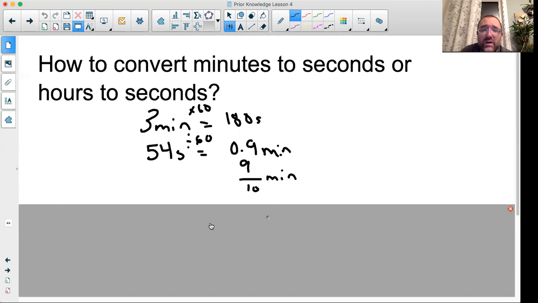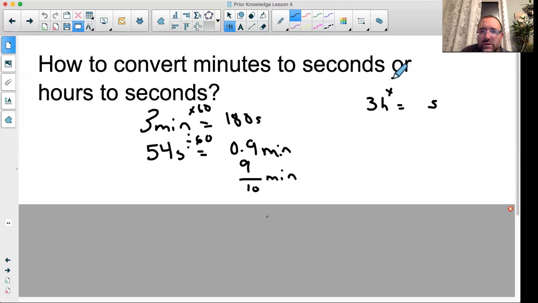So what happens if we wanted to find how many hours are into seconds? So prime example, 3 hours into seconds. Well, key thing is that there is 60 minutes in an hour and 60 seconds in a minute. So 60 times 60 gives us 3,600, that magic number that we're going to use.